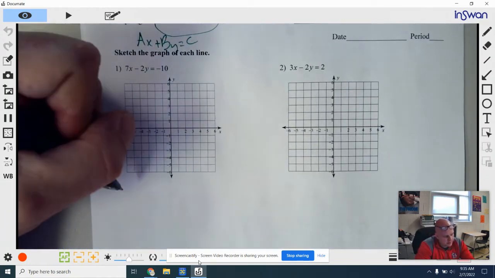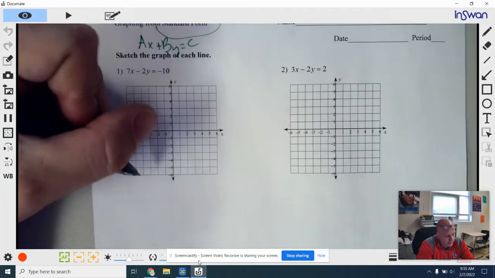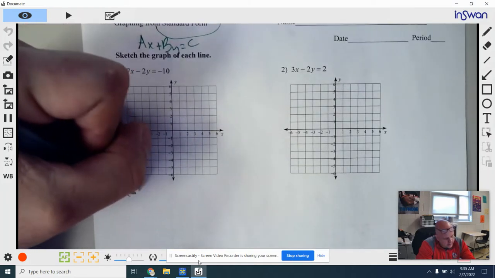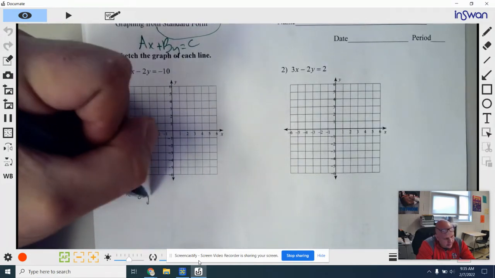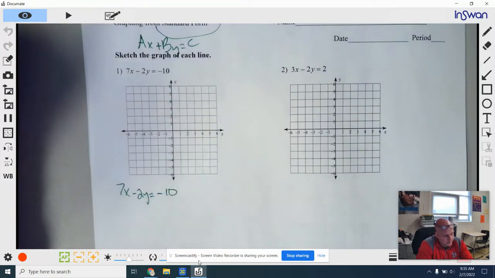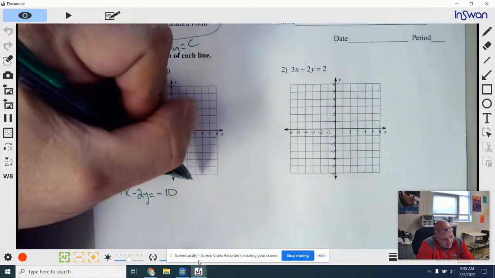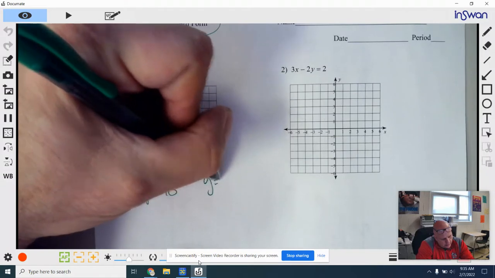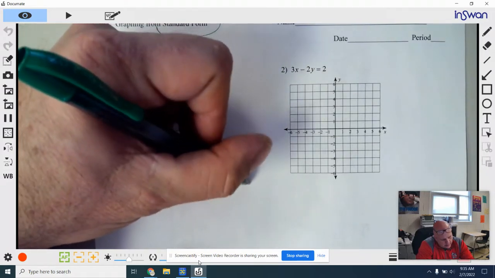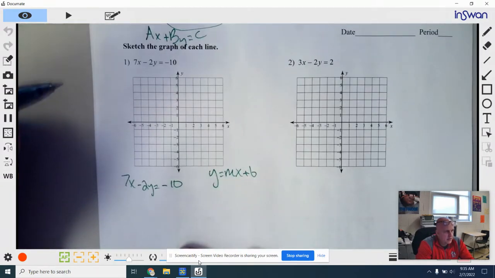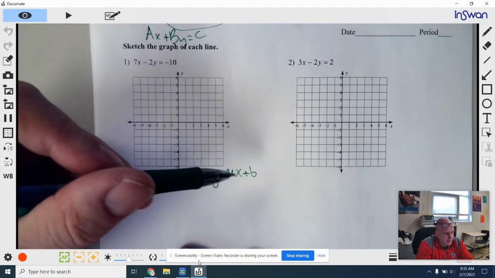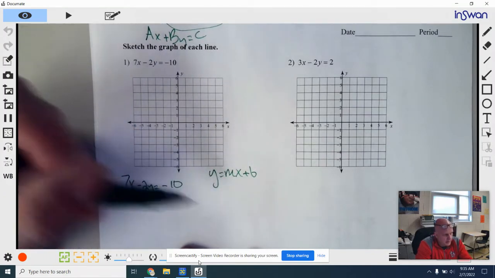All right, I'm going to come down below. I'm going to rewrite this equation. 7x minus 2y equals negative 10. All right, remember when we graph, we want it in slope-intercept form, which is y equals mx plus b. So essentially, the y has to be all alone, everything else on the right side.